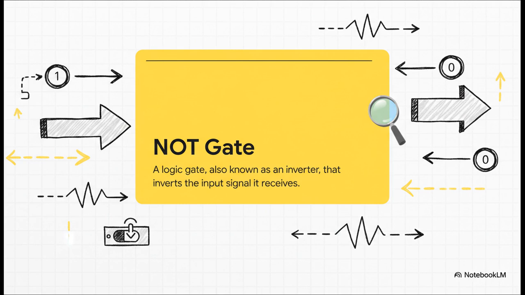And finally, the simplest one of all, the NOT gate. It's basically the opposite day gate. You give it a 1, it spits back a 0. You give it a 0, you get a 1. Whatever you put in, you get the exact opposite out.